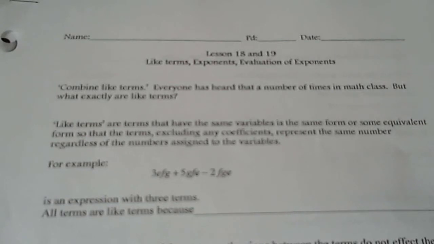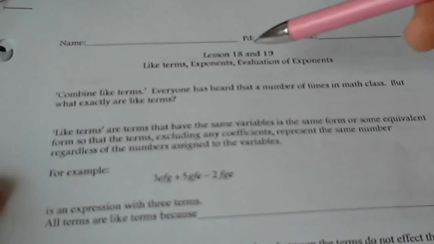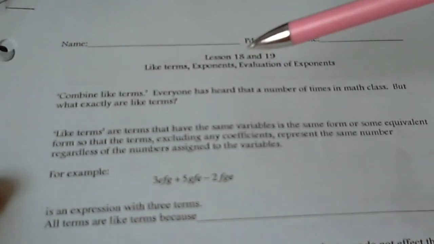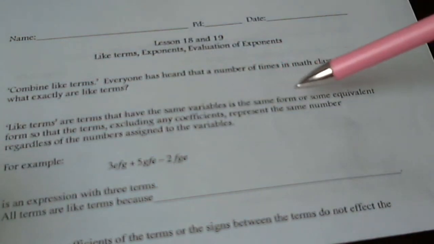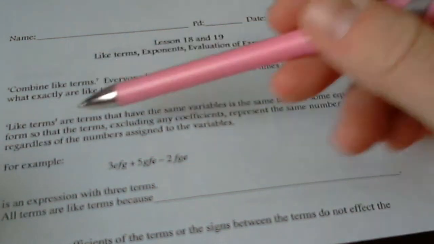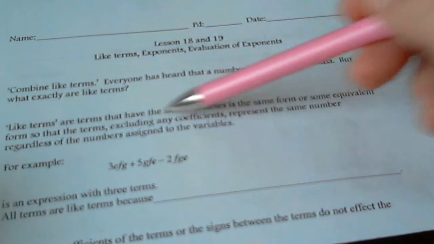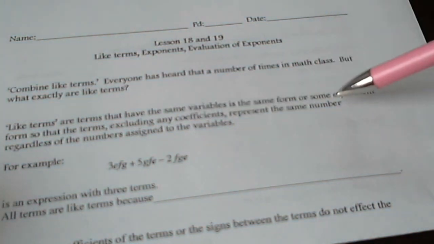Okay, in lesson 18 and 19, we're talking about like terms, exponents, and evaluating those exponents. Well, let's start with terms. Now, everyone in math class has heard the concept, please combine like terms. Well, that's fine, but what exactly are like terms? Remember, like terms have the same variables in the same form or some equivalent form, so that the terms excluding coefficients represent the same number.